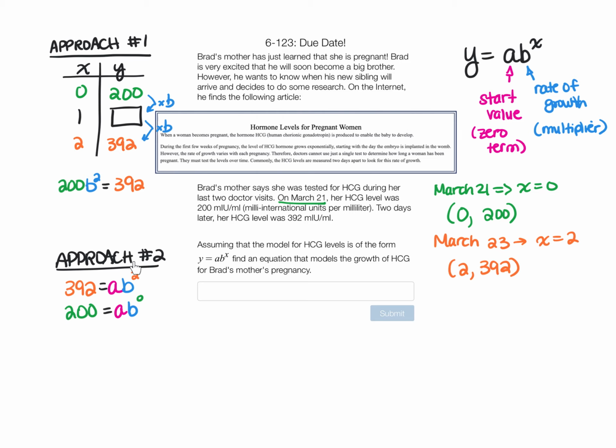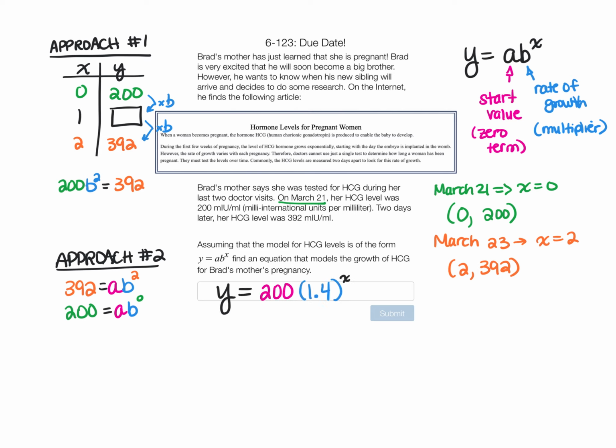The other approach might be to set up a system of equations where I plug in x and y into two different equations. So y was 392 while x is 2, y is 200 while x was 0, and now I've got this system of equations. I can try to solve that system of equations and then write my equation from there. All right, if you haven't yet written your equation, take a minute, write your equation, come back and check your answer.